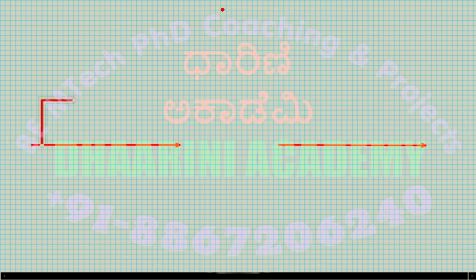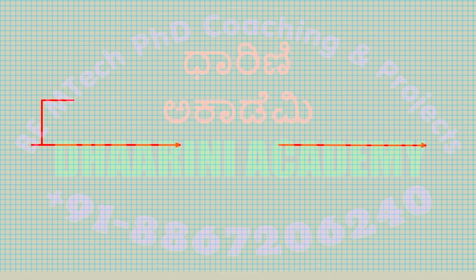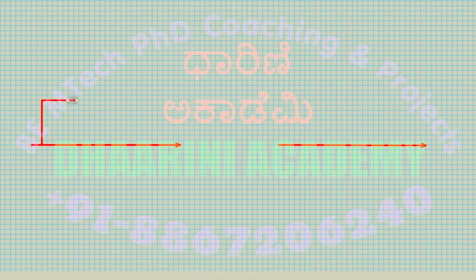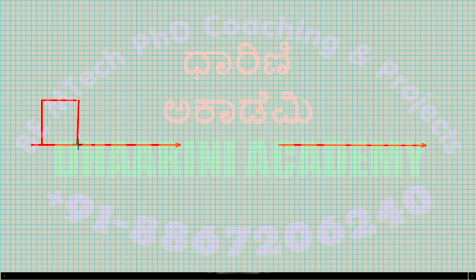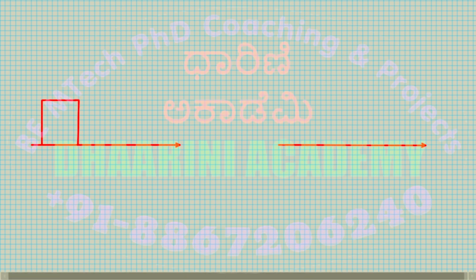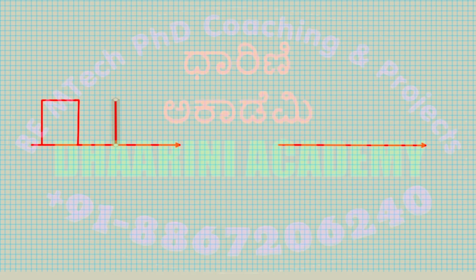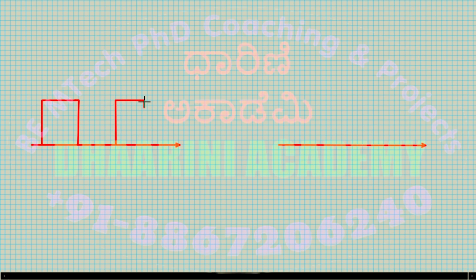Let me send simply two pulses, that's all. My intention is to send only two pulses. This is pulse number one, and very close to that, after a bit duration or the symbol duration, I'm sending another pulse. Two pulses, that's all.